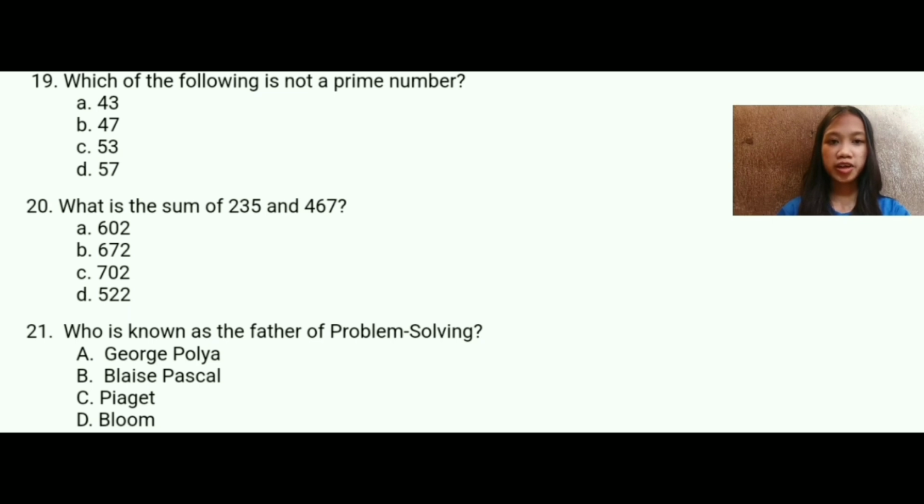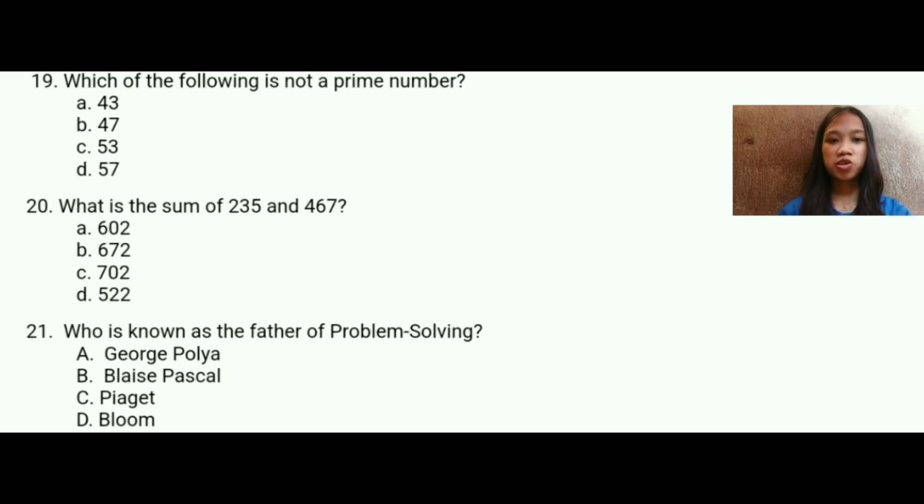So that is the correct answer, letter C. So why are the other options incorrect? For letter A, 602, because it underestimates the sum by 100. For letter B, 672, this is also incorrect because it is close but does not match the sum. And for letter D, it is far below the correct sum. So again, the answer for number 20 is letter C, 702.